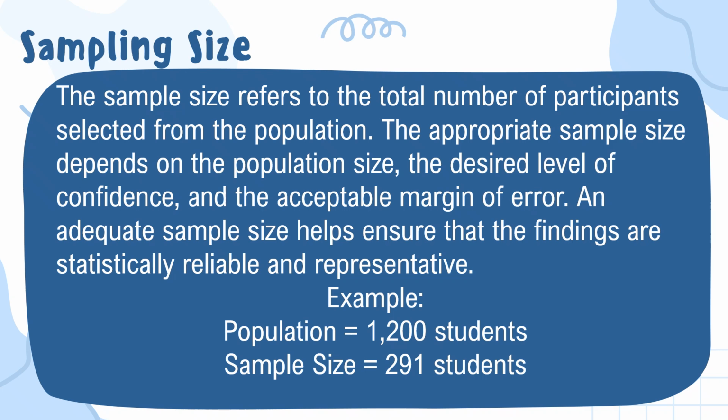That is 291. The appropriate sample size depends on factors such as population size, the desired level of confidence, and the acceptable margin of error. So you may encounter formulas such as Slovin's formula or Yamane's formula when determining the sample size. For this lesson, remember the basic distinction. Population size is how many are in the entire population. Sample size is how many will actually participate.